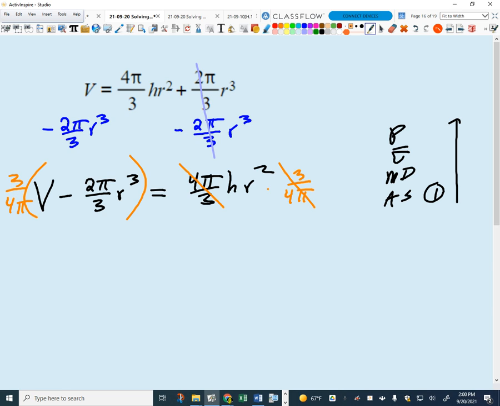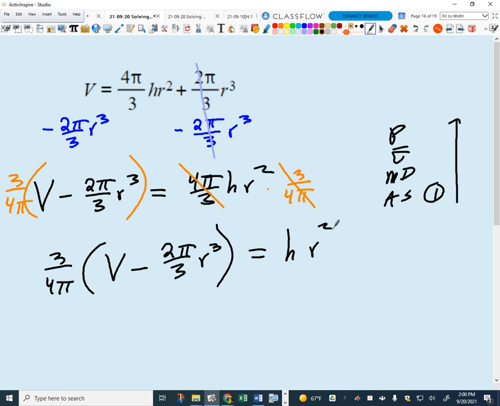Okay, give me thumbs. This is a pretty big time problem. So what are we left with? I'm left with 3 over 4 pi times the quantity v minus 2 pi over 3 r cubed equals h r squared. Well, that's what I'm trying to isolate. So what's the only other thing I have to do? Okay, divide by r squared, right? Everybody agree? Okay, now we can do that and it's fine. But dividing by r squared, being as I already have a fraction over here, does everybody see that's the same thing as multiplying by 1 over r squared?